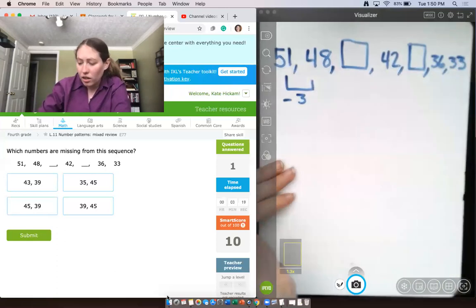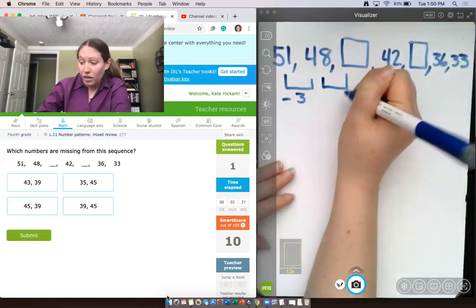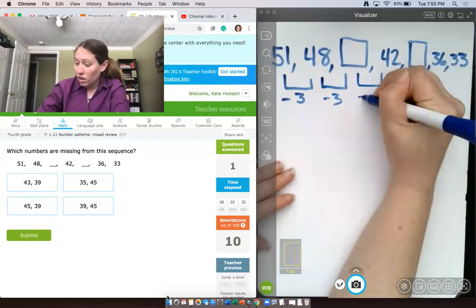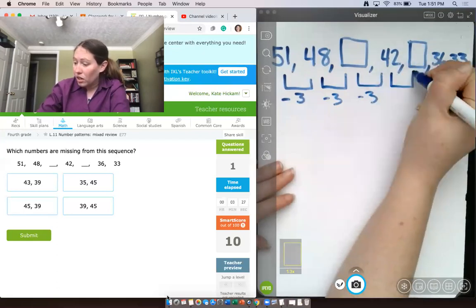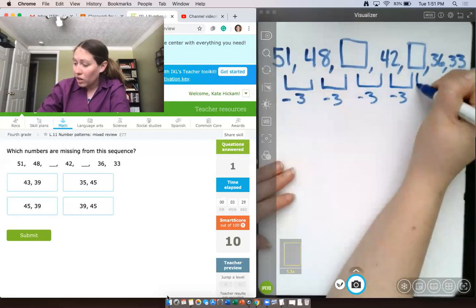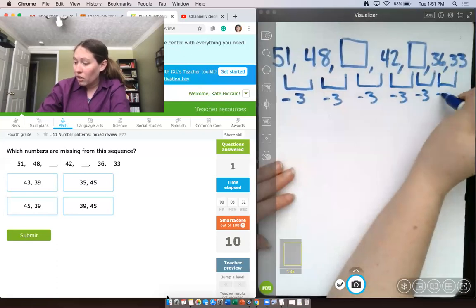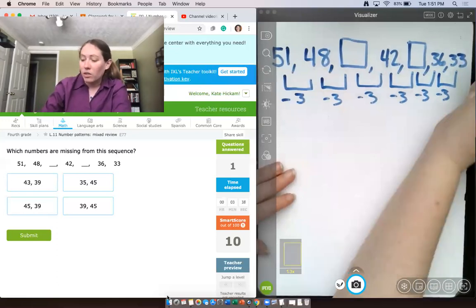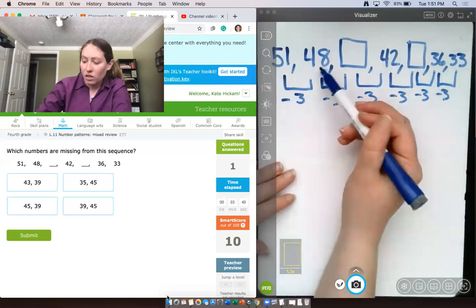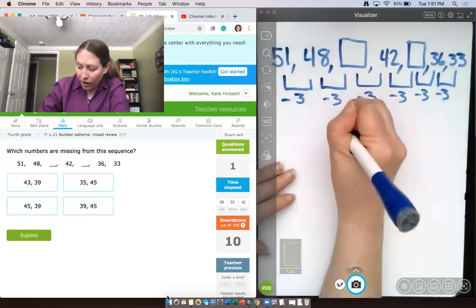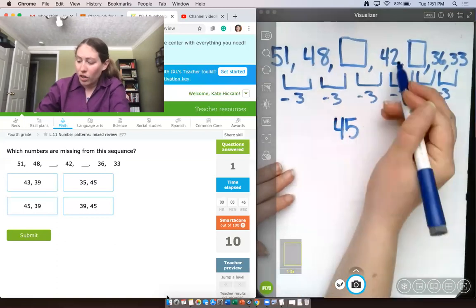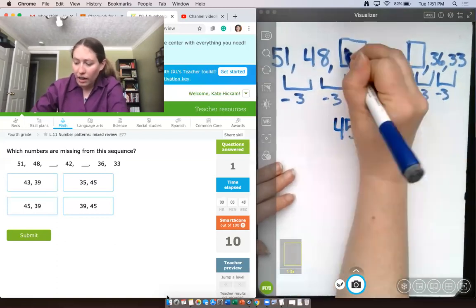So here, I'm guessing I subtracted by 3. Here, I have to subtract by 3. Here, subtract by 3. Here, subtract by 3. So, is 36 minus 3, 33? Yeah, so this part works. So let's try this. 48 minus 3. If I put 45 there, 45 minus 3 does equal 42. So I know that this one can be 45.